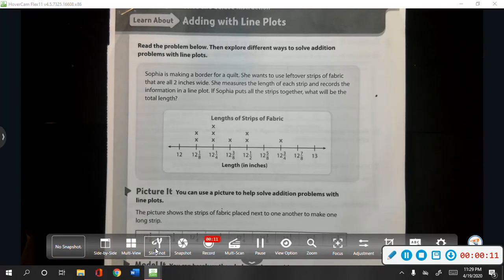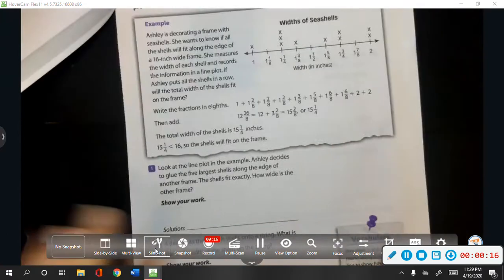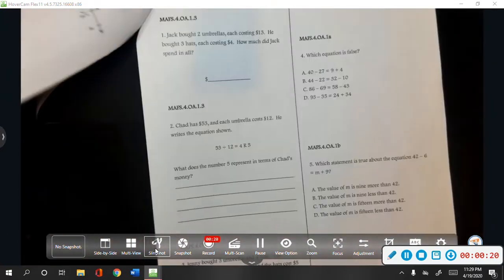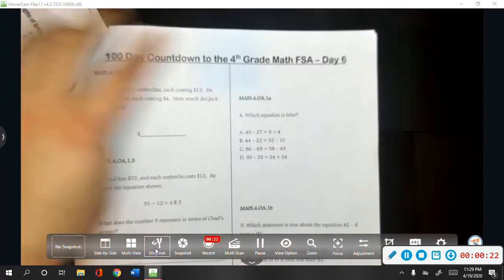Looking in the instructional book, page 292 through 293. Practice book, page 295 through 296. And then we are on day 6 of our countdown.